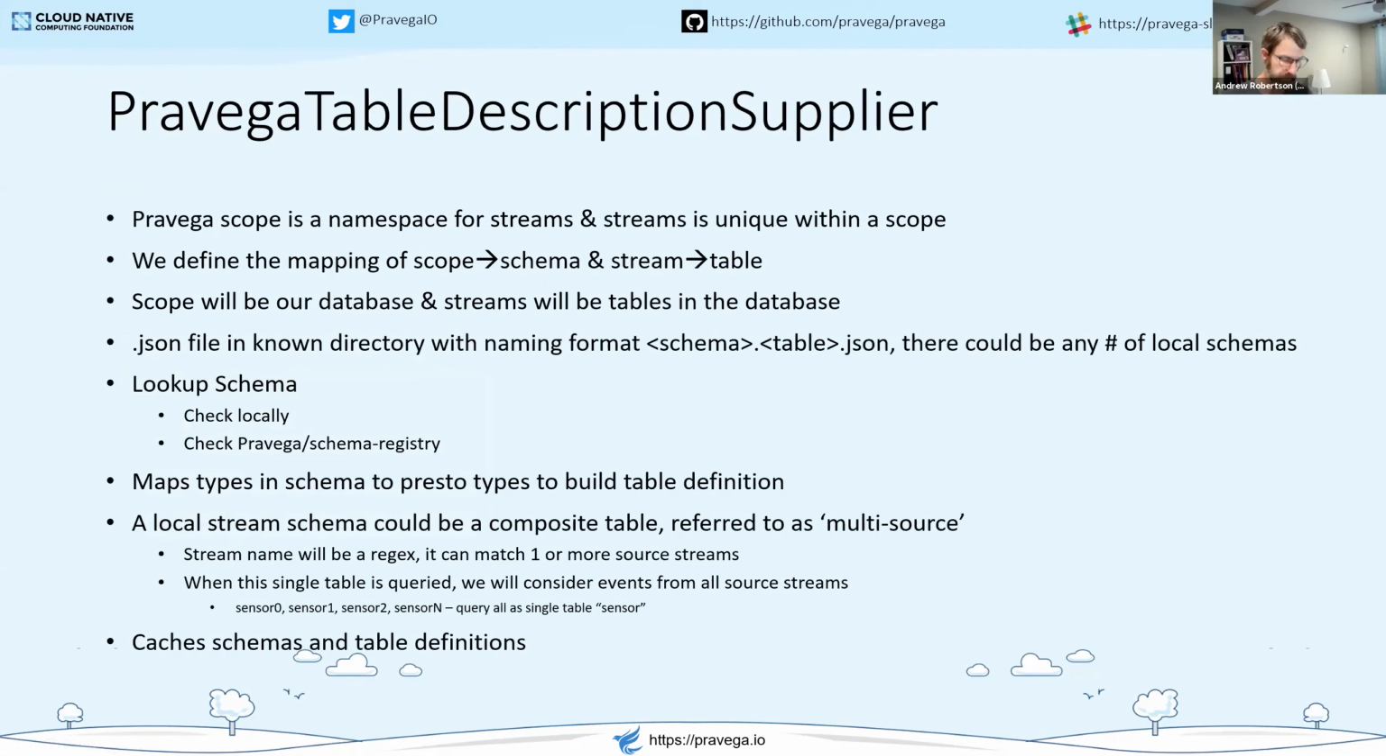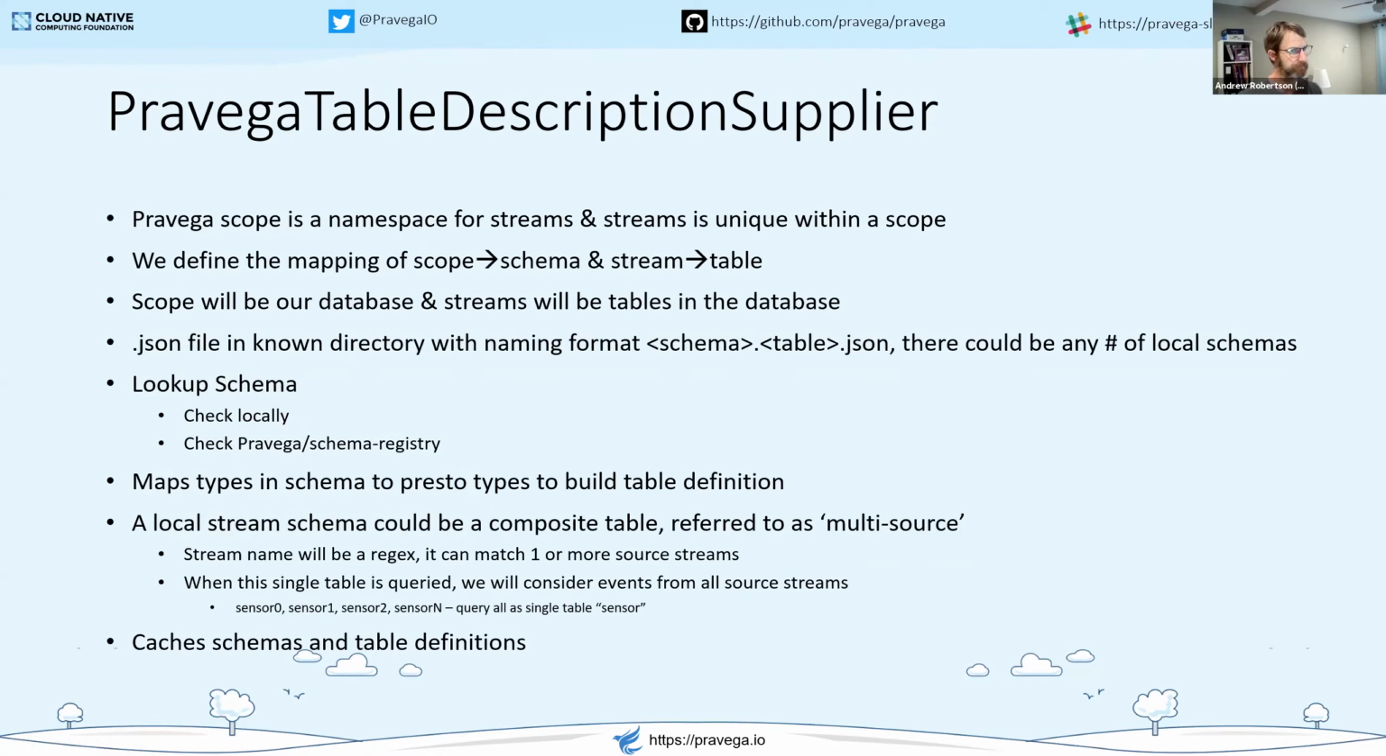The Presto table description supplier class is the main driver of the metadata for Presto. This is where we do all the mapping, the looking up from Pravega for the scopes and streams, and looking up for schemas. We just talked about either having a local file for our schema, or checking Schema Registry, and that's the order we do it. If we find something locally, we'll use that schema. Else we'll look in Schema Registry if it's configured. And then at that point, we're just mapping, for example, the fields in your Avro definition to the Presto table definition.